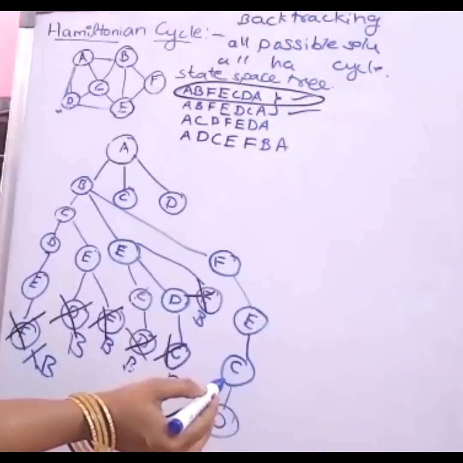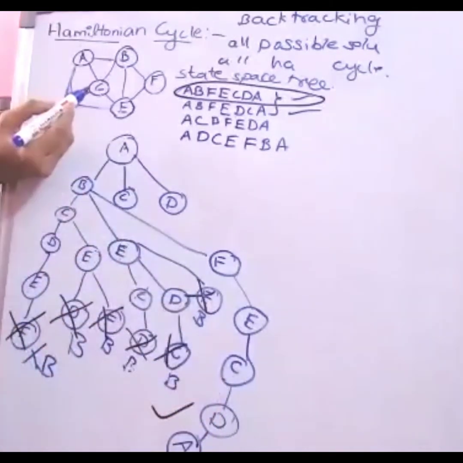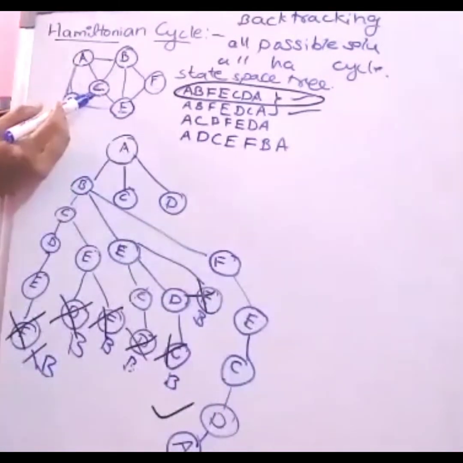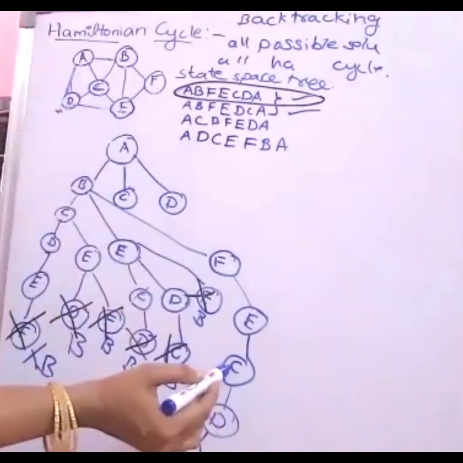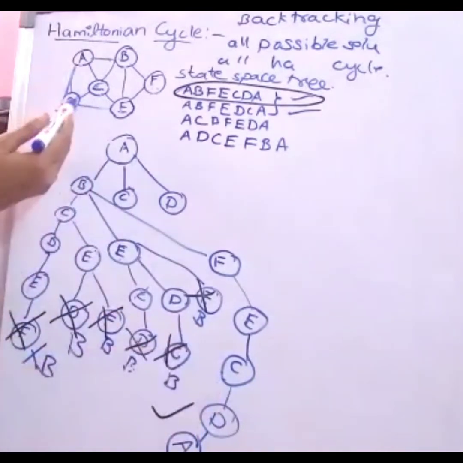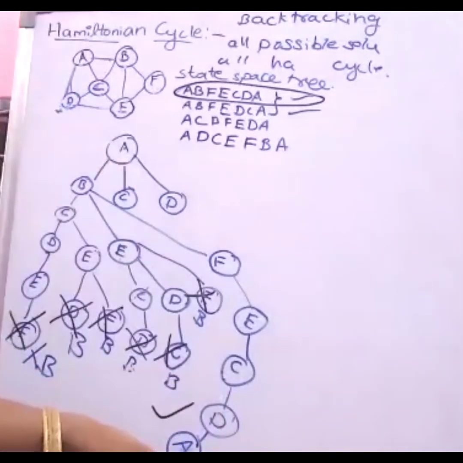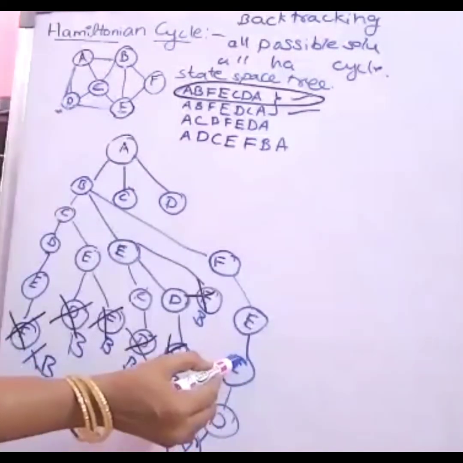From this point, is there any possible solution? If you look at the graph, from C there is only D, so there is no other possible solution. In C, D, E, F, the only unvisited vertex from C is D, which we already covered and got the possible solution. So I'm going back here.